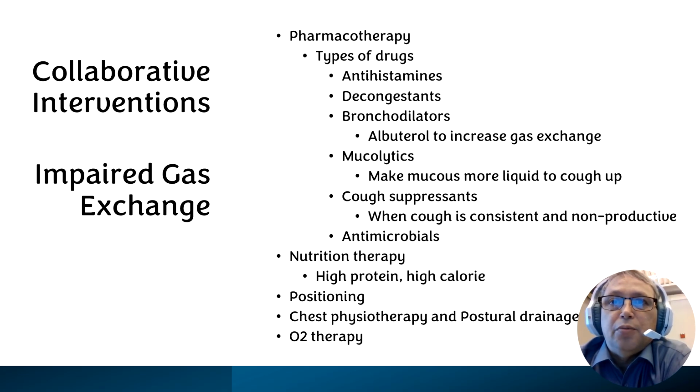Nutrition therapy, high protein, high calorie, secondary to increased work of breathing. And always remember, positioning is key. We are built to be vertical, and the more vertical we are, the better the lung excursion, allowing us to breathe more effectively. Chest physiotherapy and postural drainage, especially when we're talking cystic fibrosis patients, and oxygen therapy as a supplemental for all.